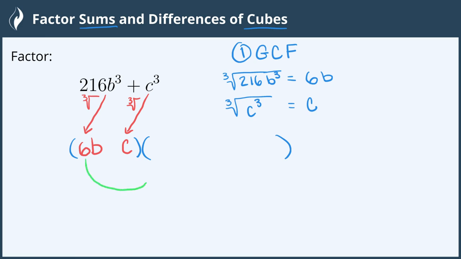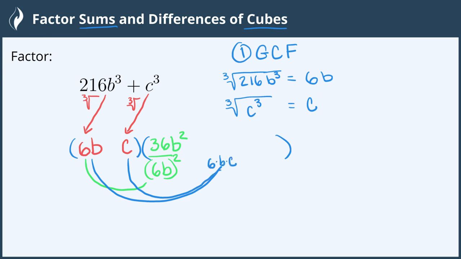We square the first term, 6b, squared for the first term of the trinomial, which gives us 36b squared. Then we will multiply the two terms together for the cube roots, so we get 6 times b times c. Putting those in alphabetical order, we get 6bc. And then for our final term, we take the second one, c, and we square it, which gives us c squared for our final term in the trinomial.